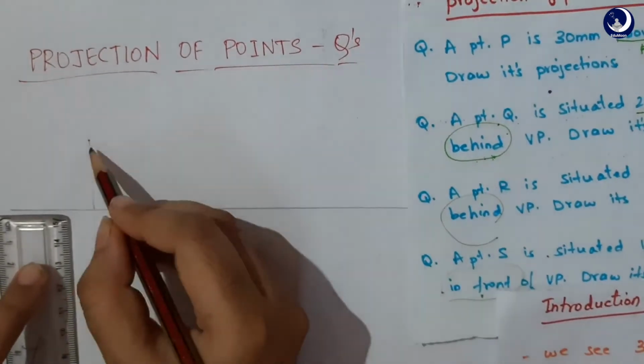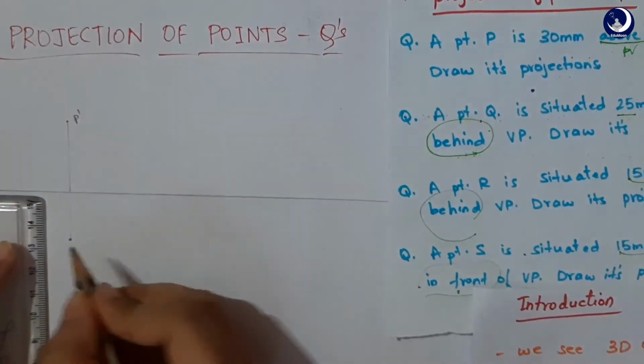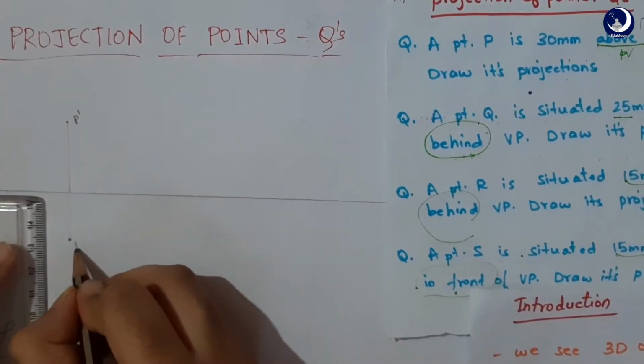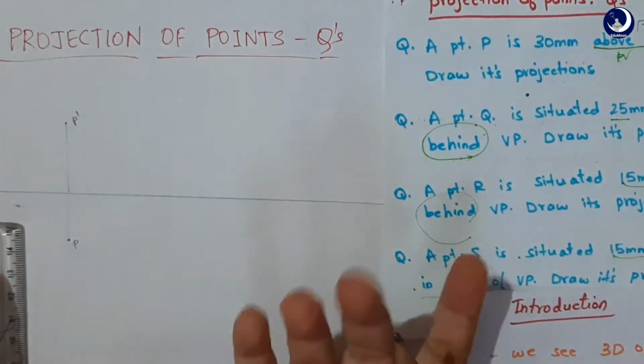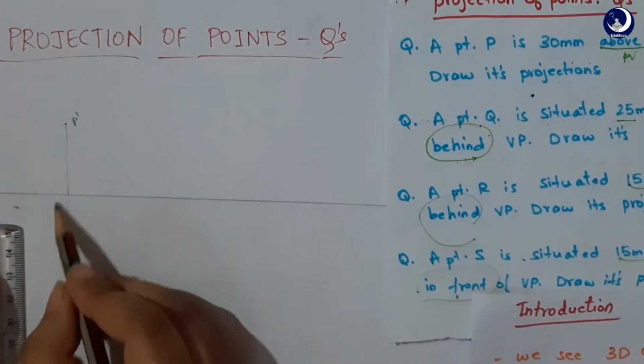So that is, this is front view, so point P. So I'm going to name it P dash. This is top view and point P, so I'm going to name it P. So that is the first question. And the last thing, you can just dimension the distances here.